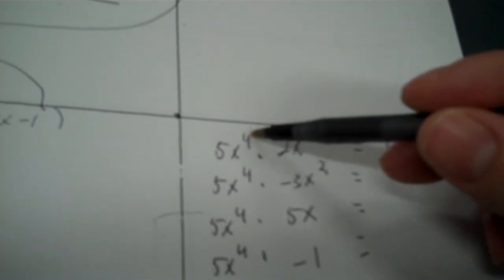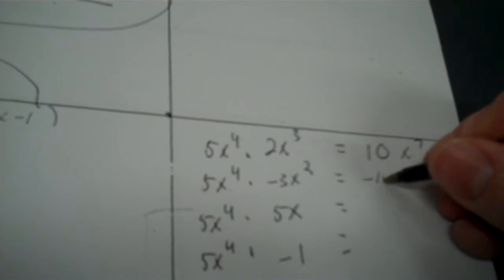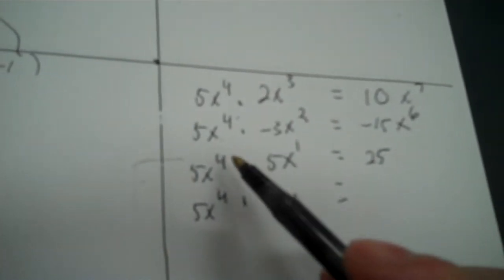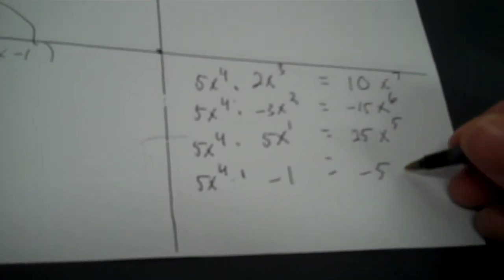So 5 times 2 is 10. Then x to the 4th times x to the 3rd. You don't multiply the exponents, you add them. X to the 7th. 5 times negative 3 is negative 15. You don't multiply the exponents, you add them. 5 times 5 is 25. You don't multiply the exponents, you add them. 4 plus 1 is 5. 5 times negative 1 is negative 5, and I just write that x to the 4th power after the negative 5.